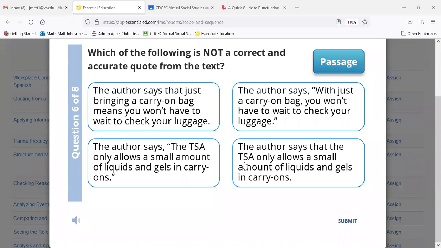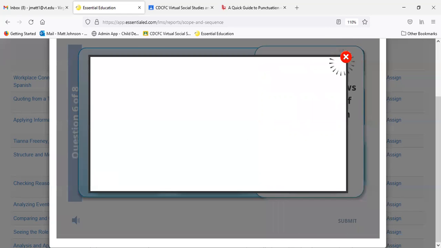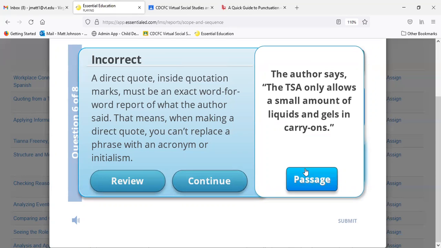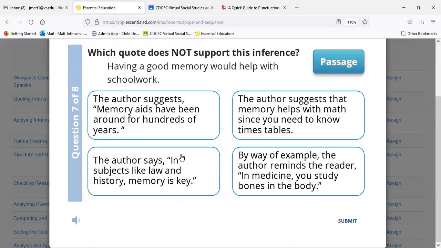I feel like it's C, but let me see here. Nope. Yeah, because they use the whole name of the TSA. A direct quote inside quotation marks must be exact, word for word. So they should have had the name, the Transportation Safety Administration or whatever it is. Just saying the TSA wasn't in the text there.